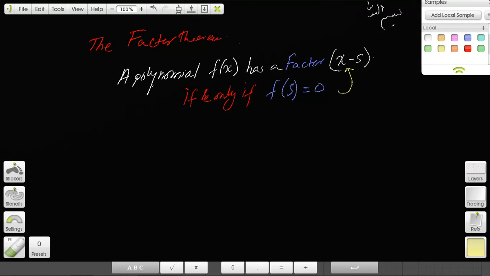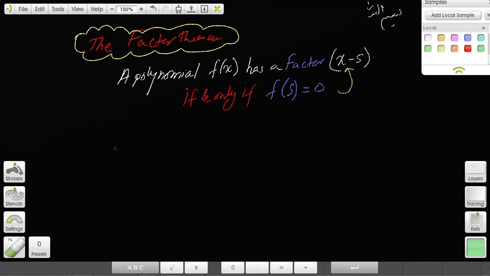And then the other way of saying that is, because this is a biconditional statement, a polynomial f of x has a factor of this if and only if f of s equals 0. Now this takes a little bit of thinking and looking over this video probably a couple of times too, but you have to kind of digest this and understand.